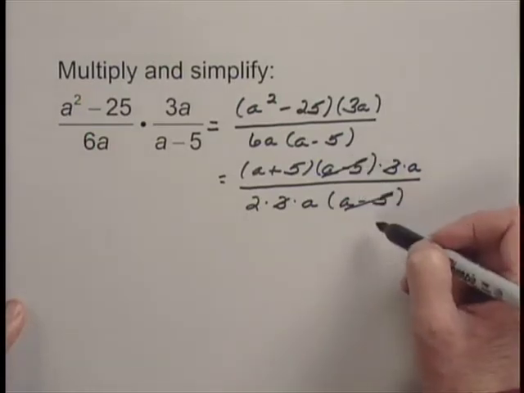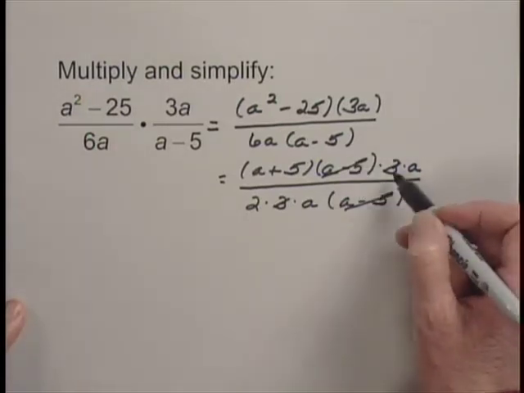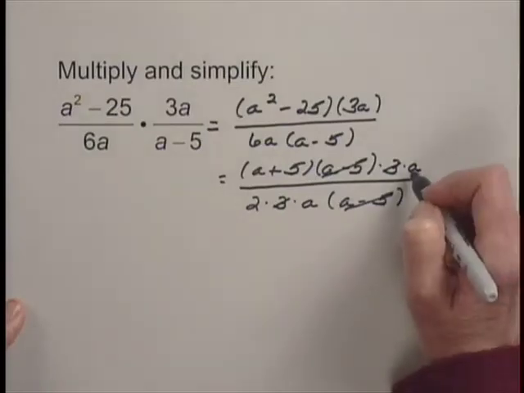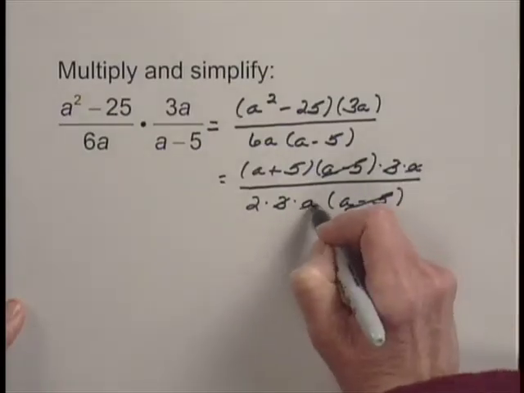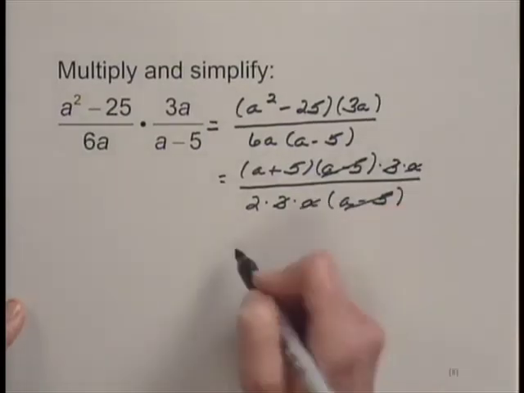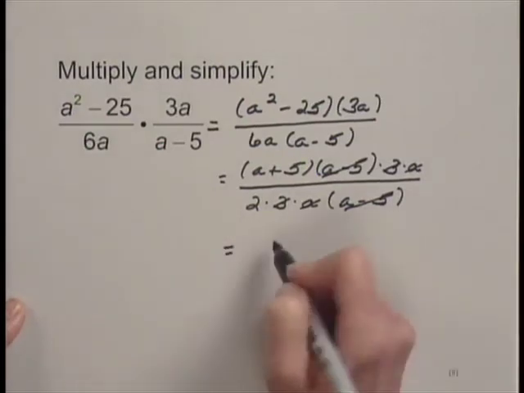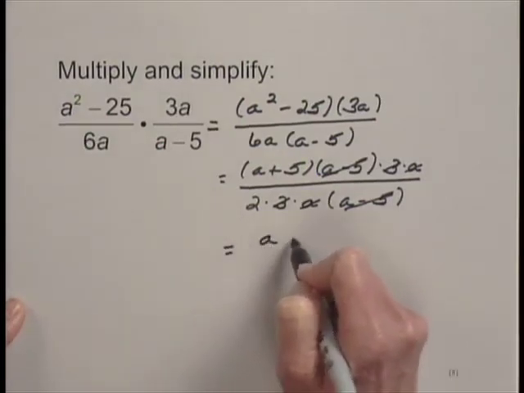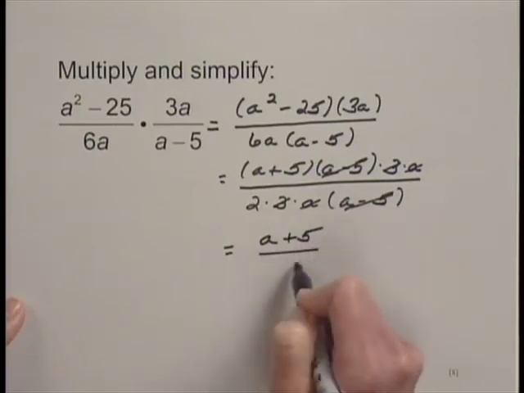A minus 5 over a minus 5 is equivalent to 1. 3 over 3 is equivalent to 1. And so is a over a, so I can cancel the a's as well. And what I have left is the simplified form of this product, and that is a plus 5 over 2.